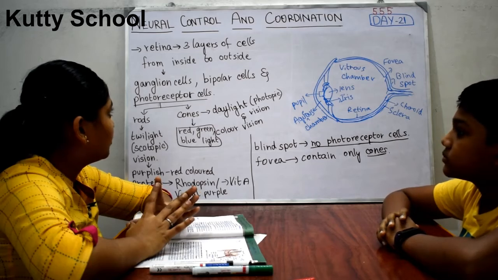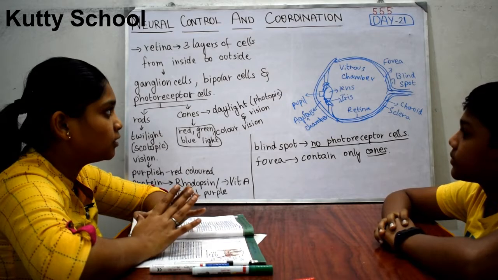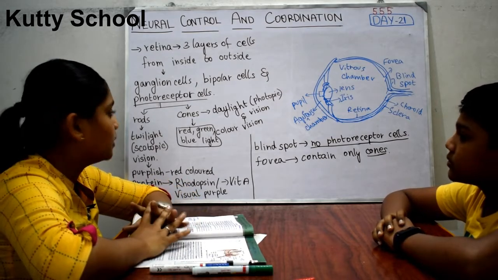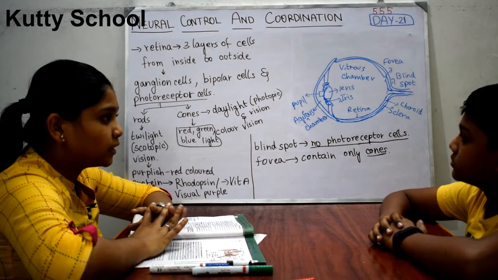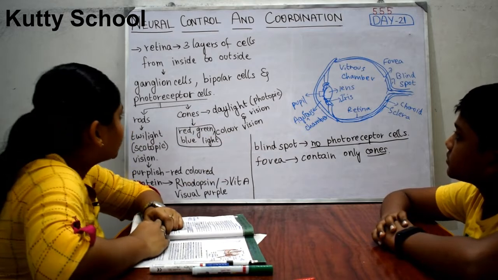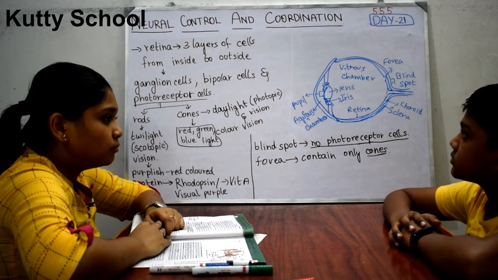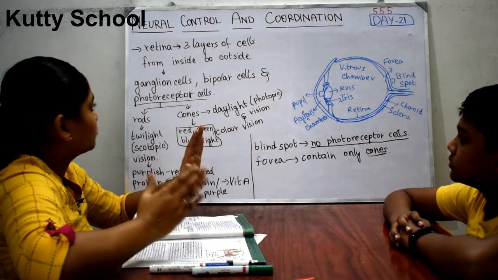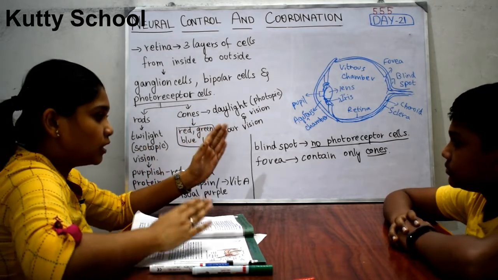We are going to see the various cells present in the eye. We have already seen half of the cells present in the eye. We have seen that the retina is present in the dorsal region of the eye. This retina has 3 layers of cells, from inside to outside, from the inside of the eye reaching the outside of the eye.